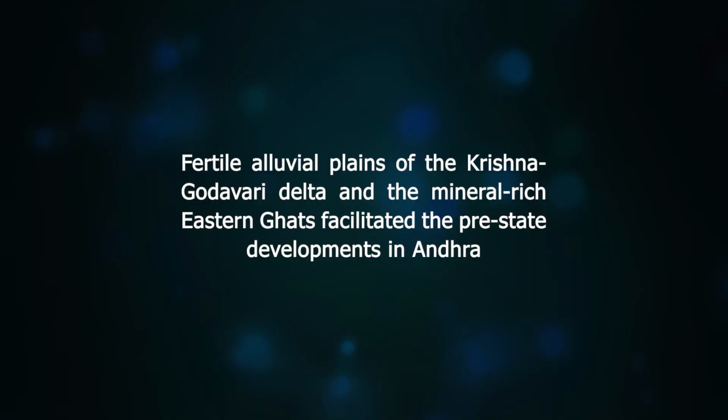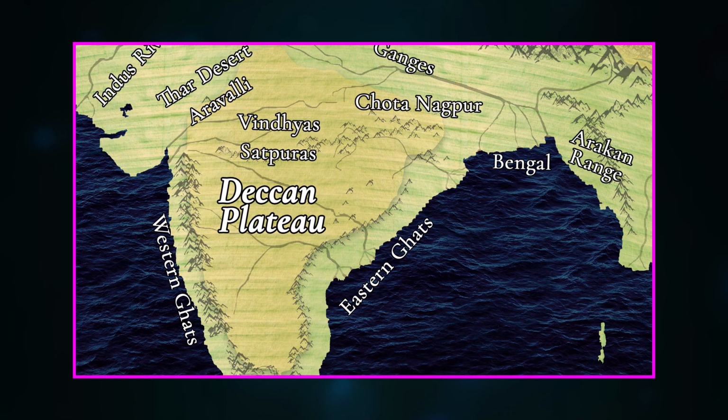Fertile alluvial plains of the Krishna-Godavari Delta and the mineral-rich Eastern Ghats facilitated the pre-state developments in Andhra Pradesh. Similarly, the southern Deccan had dispersed fertile pockets. However, not all the pockets of Deccan attest to evidence about Mauryan contact. Though iron was present in Deccan, it could not be used effectively for agrarian expansion owing to certain ecological factors.